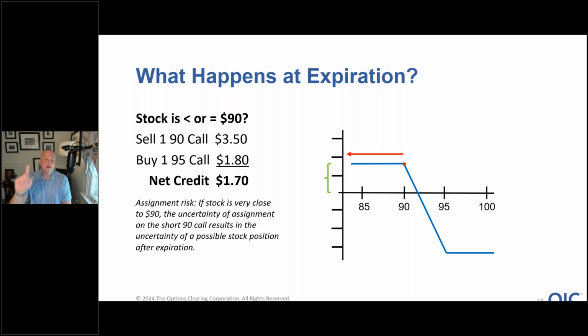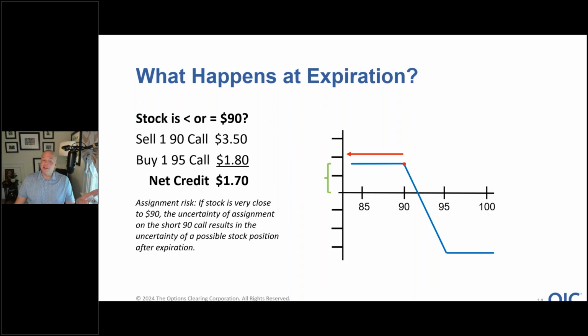One quick thing: the only surefire way to completely close out your assignment risk is to close short optionality positions. So in this case, if you're short the 90s, the only way that you can completely remove your exercise and assignment risk is to close the 90s.